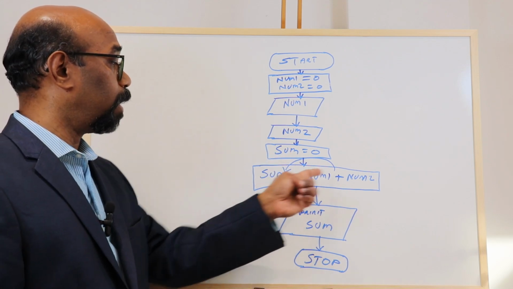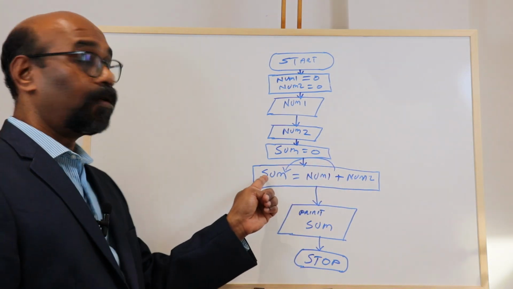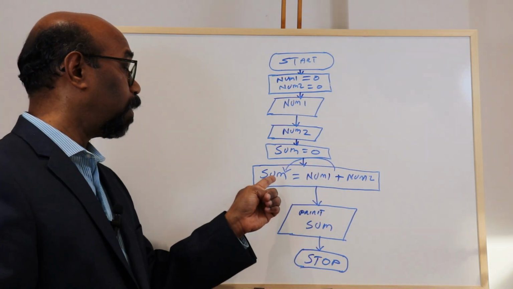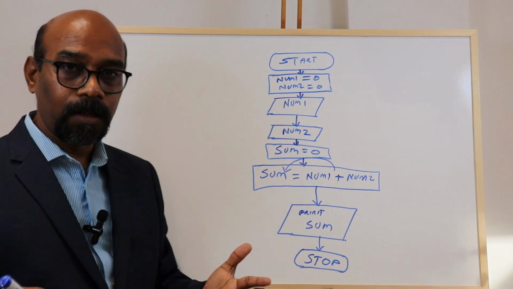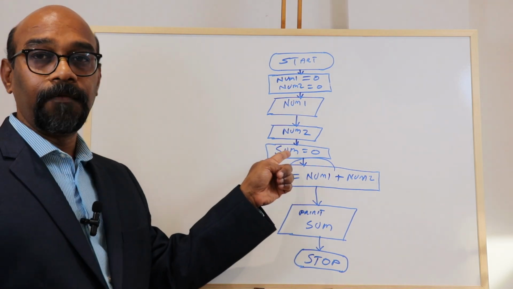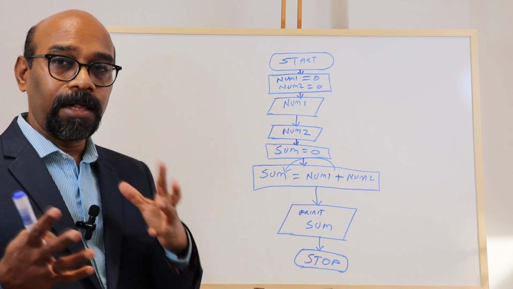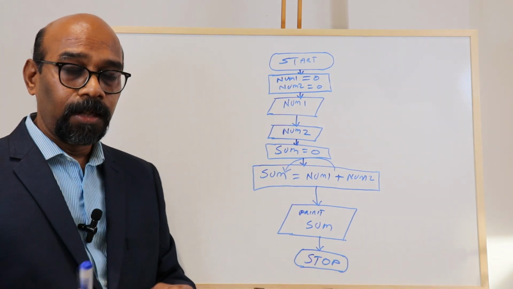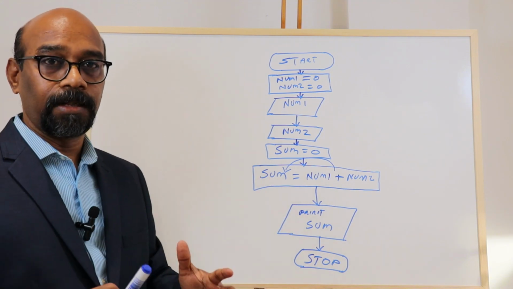We are going to calculate number 1 and number 2 and assign the result into the variable sum. We don't know what the value of sum or the result is. Therefore, you initiate a value with 0. This step, value assignment, is not required in the flowchart. The reason I am saying this is that it is a best practice.